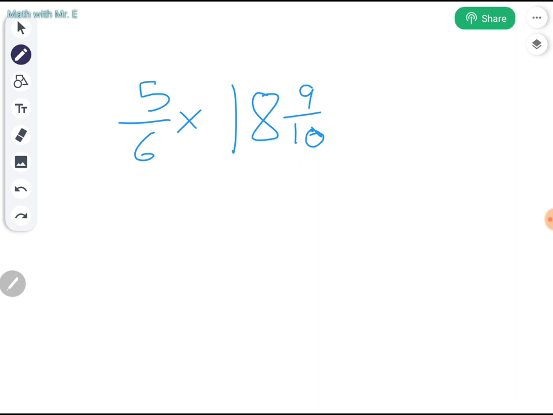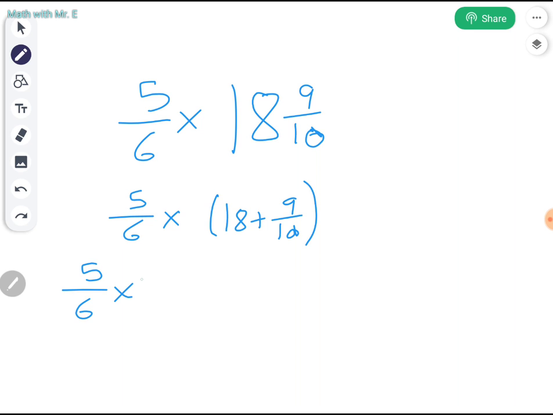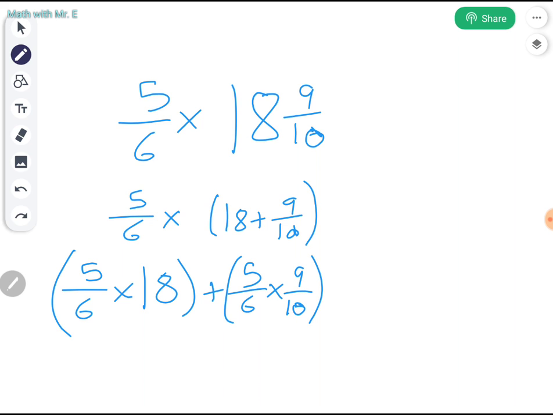So 18 and 9/10, we could rewrite that as 18 plus 9/10, and then 5/6 times that. So then we can turn that into 5/6 times 18 plus 5/6 times 9/10. Now this is a much easier problem for us to do.